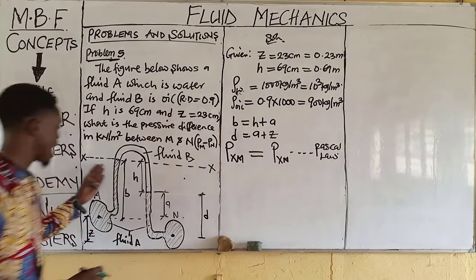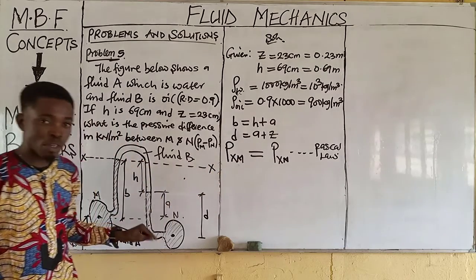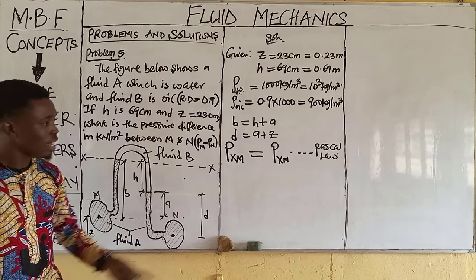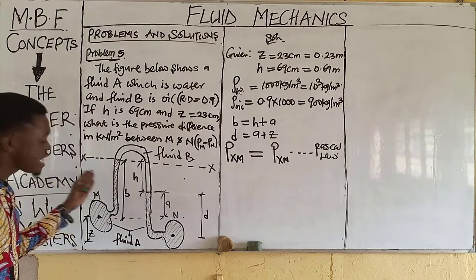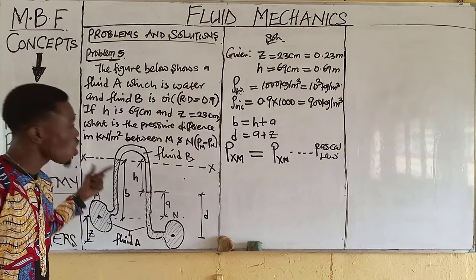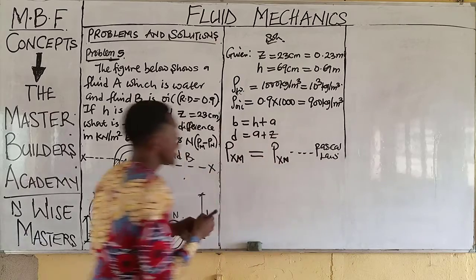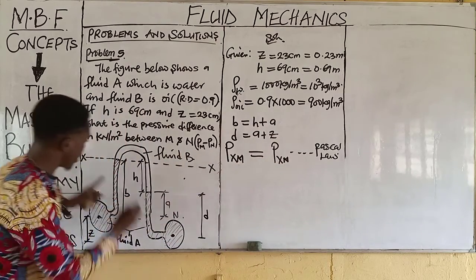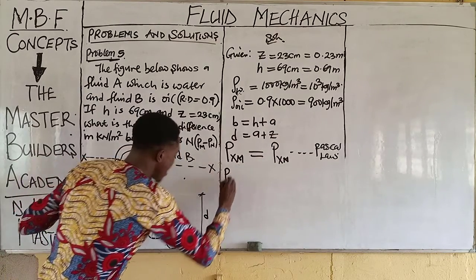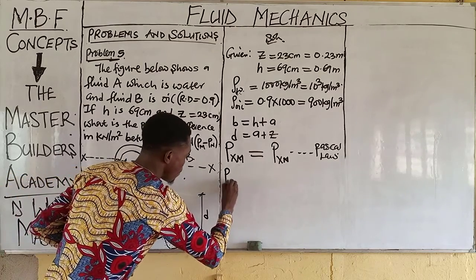The pressure acting at the left end is equal to the pressure acting at the right end, in as much as this fluid is at rest. Now, what is the pressure at this end? Very quickly, the pressure at this end would have given us PM.